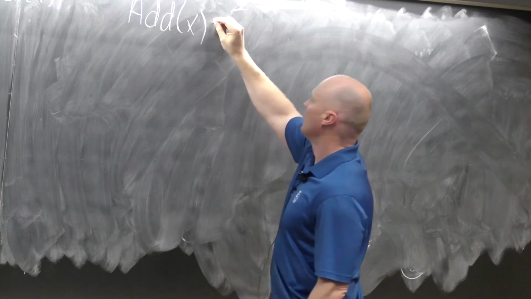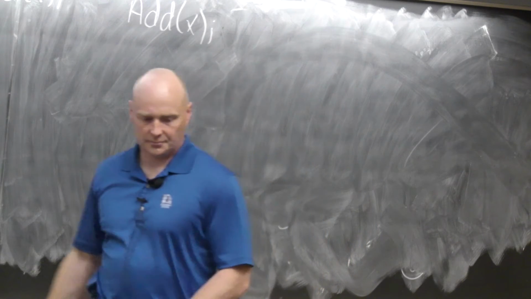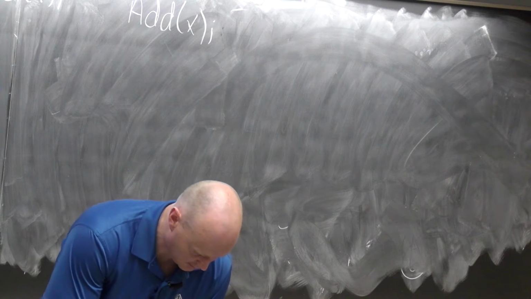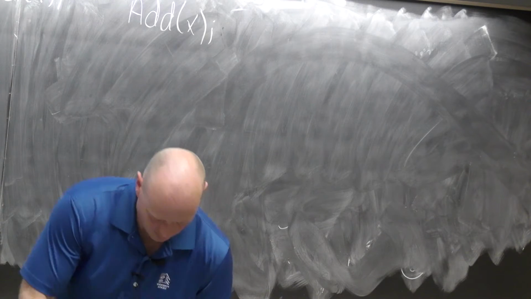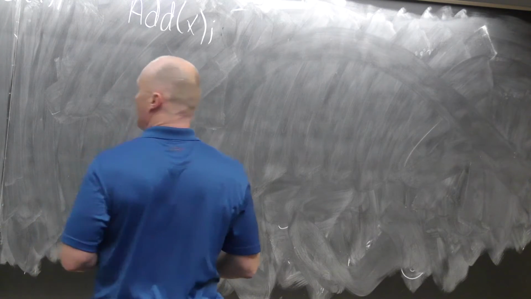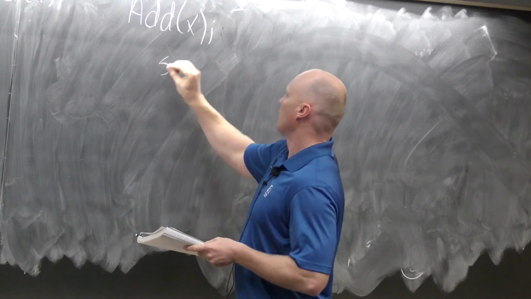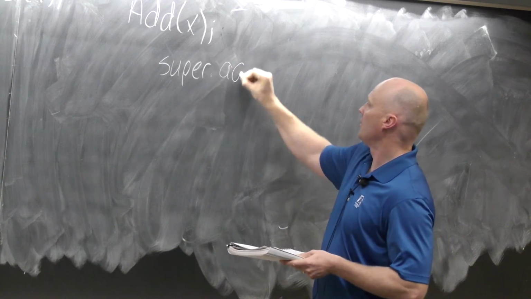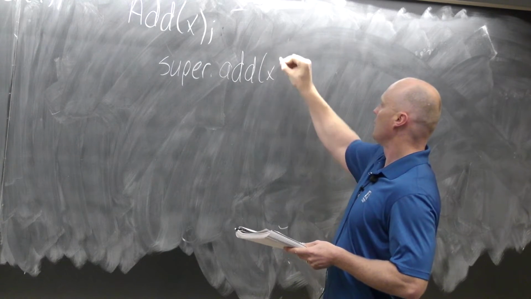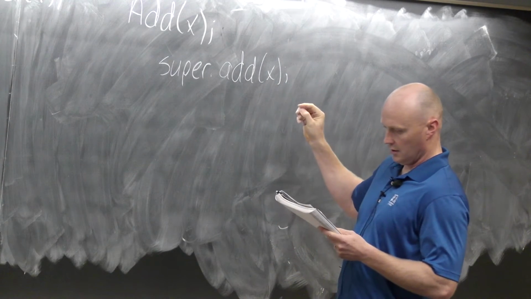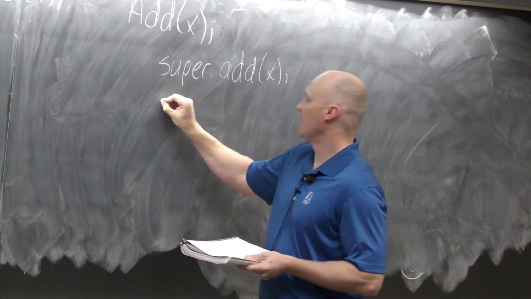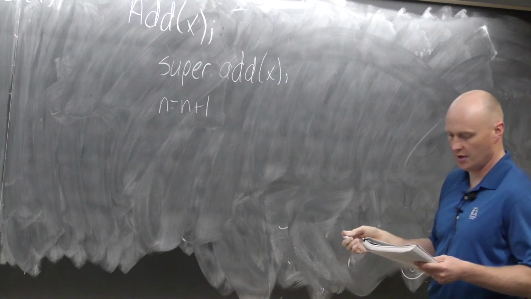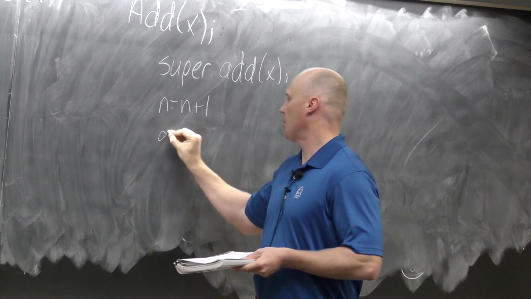So add x. Again, for the code, we do super.add(x). And then we increment n, because we have an additional node in the tree. And we also increment q.